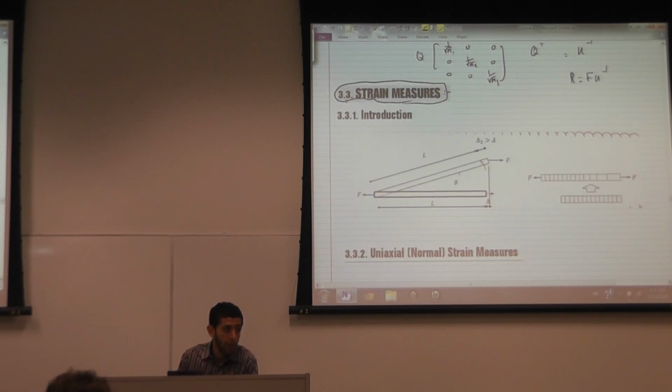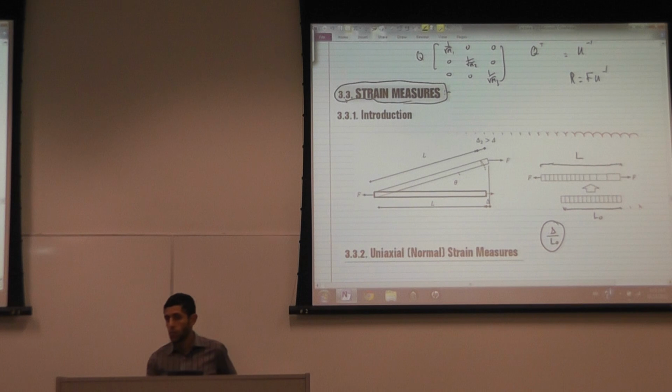Before we talk about the strain measures in a three-dimensional case, we are going to talk about the strain measures in a uniaxial case. And you need to realize two things. That your strain measure should be local. What do I mean by local? For example, if you have a bar with length L0, and finally, after you pull it, it has a length L. If you say the strain is equal to delta over L0, this is not local. This is an average.